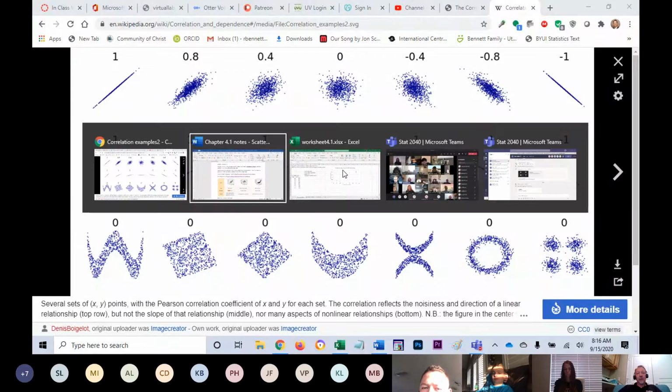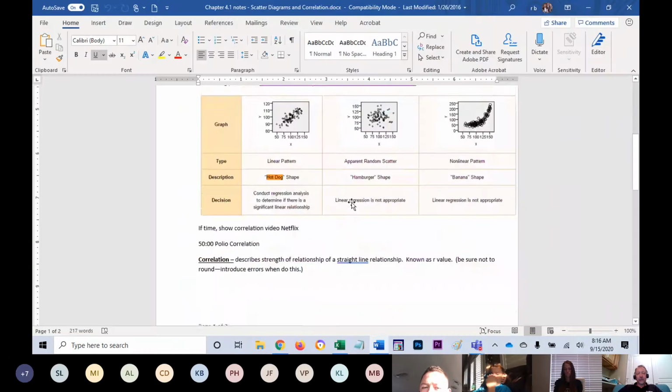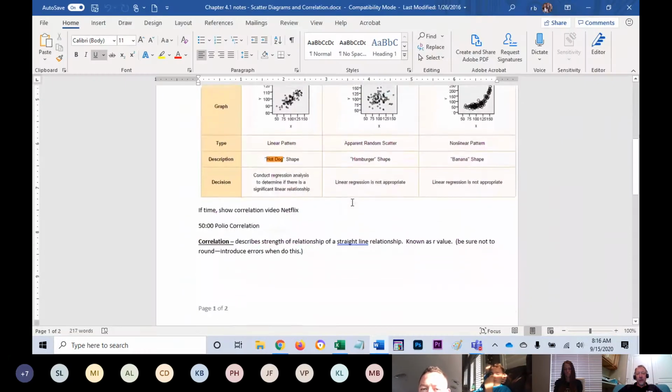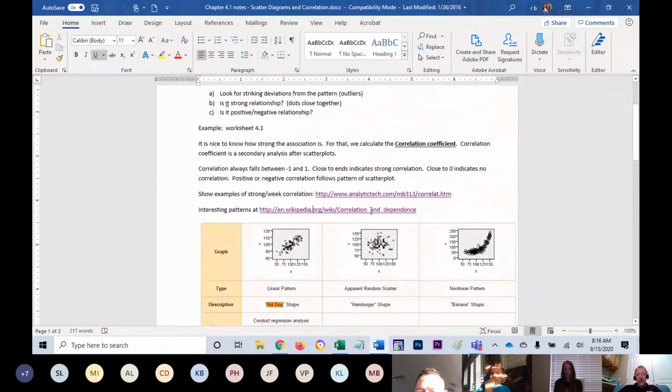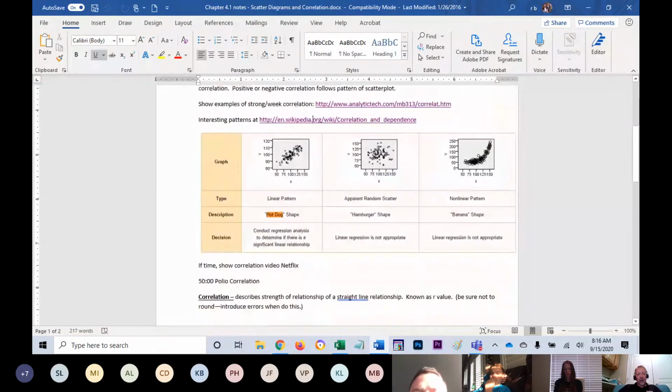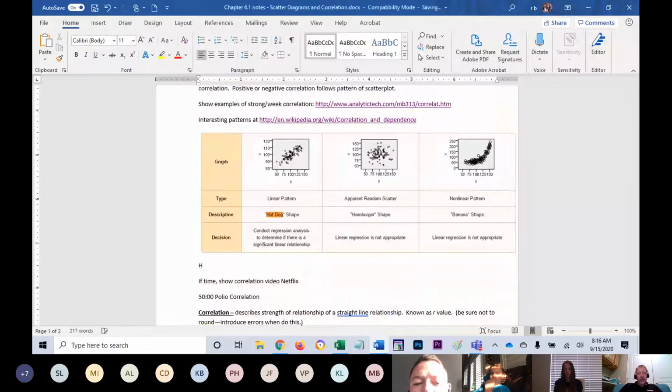Now you probably want to know, how do we decide strong, moderate, or weak correlation? I don't have that on here, but how do we decide strong, moderate, or weak correlation?